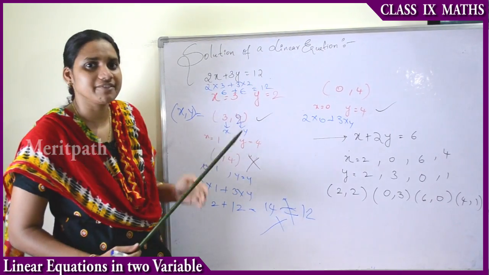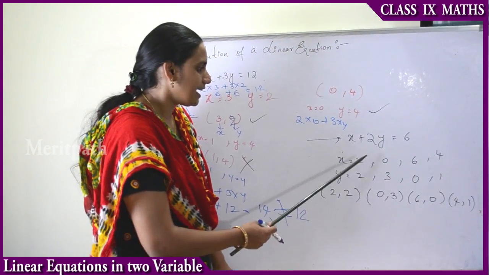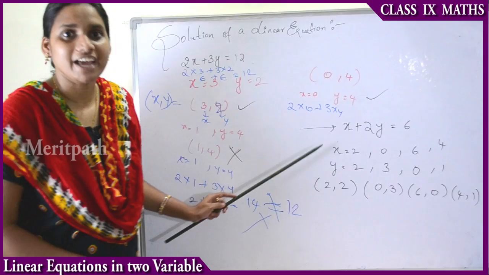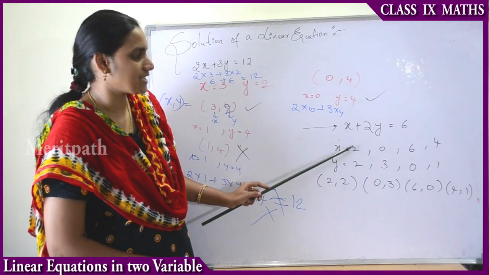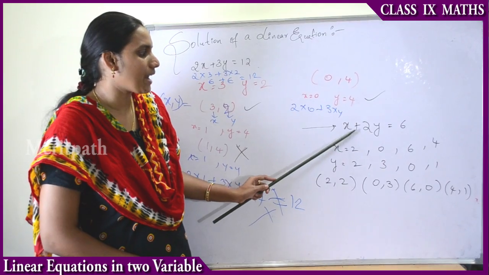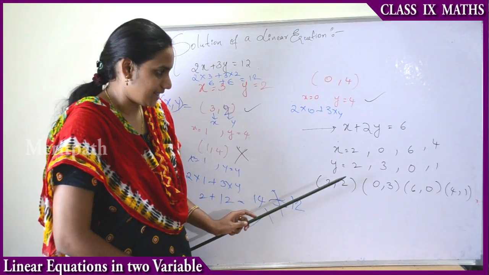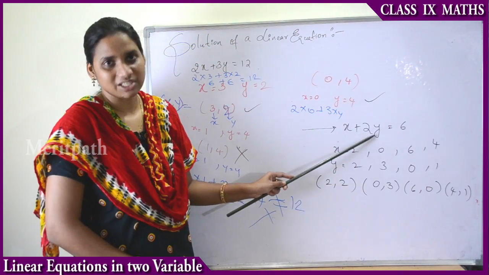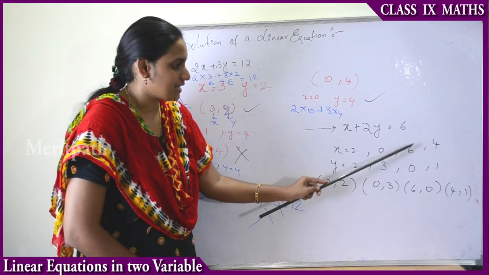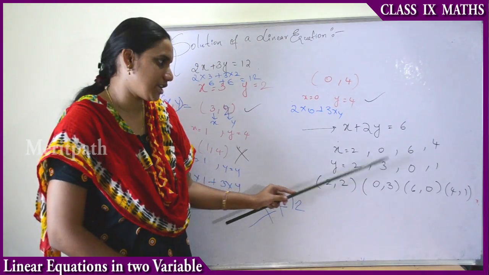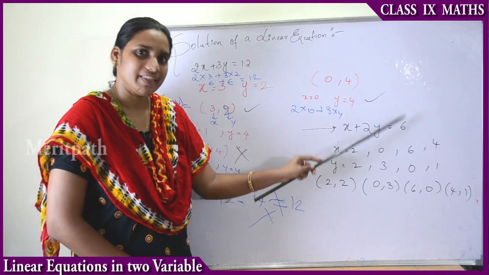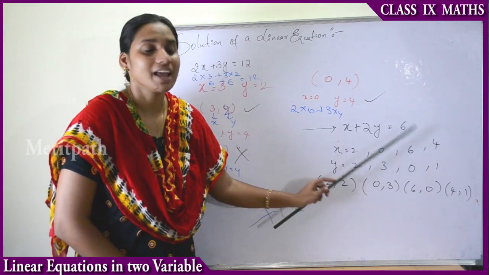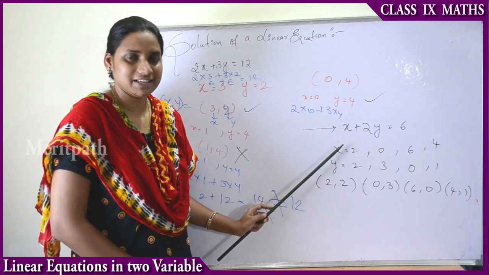In the same manner, let us see one more equation and how to find its solution. Let us see the equation x plus 2y equals to 6, and we will get x and y values as follows. When we take x equals to 2 and y equals to 2, 2 plus 2 into 2 equals to 6. In the same manner, when x equals to 0 and y equals to 3, we get 0 plus 2 into 3, that is equal to 6. When x equals to 6 and y equals to 0, we get 6 plus 2 into 0, that equals 6. And when we take x equals to 4 and y equals to 1, we get 4 plus 2 into 1, that equals 6.